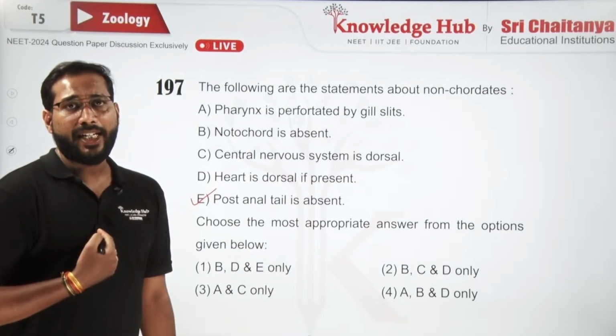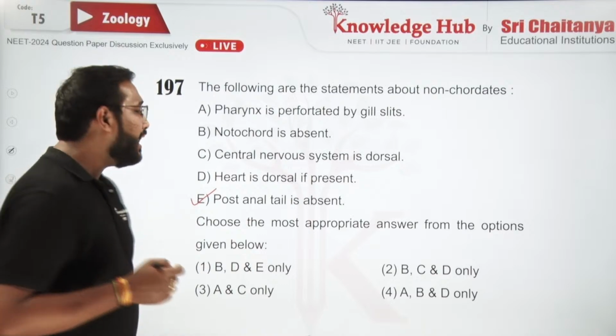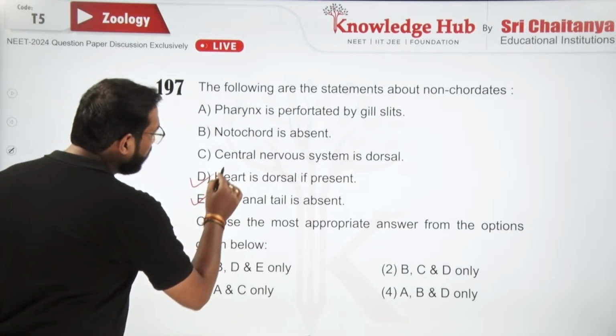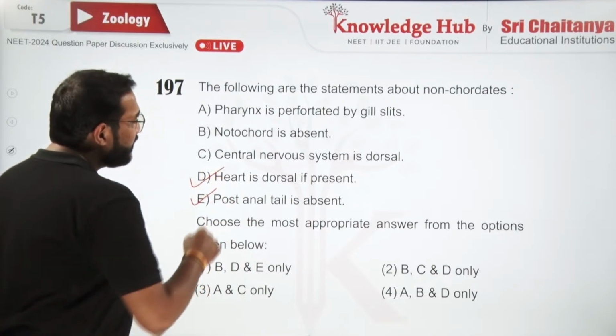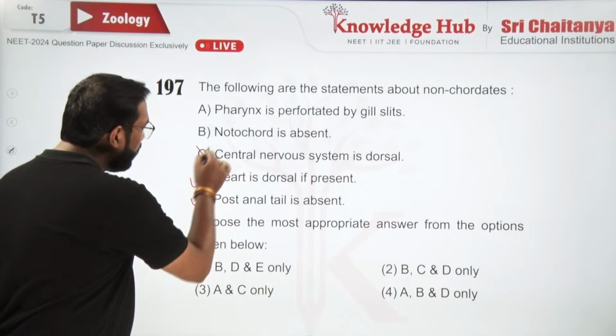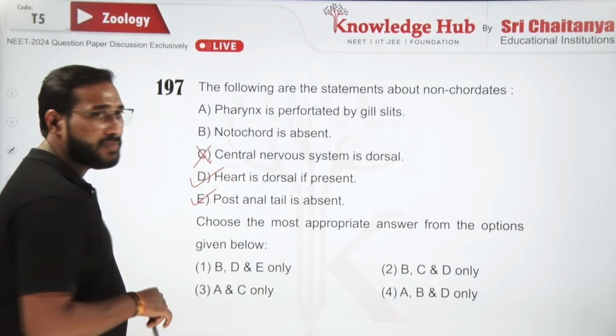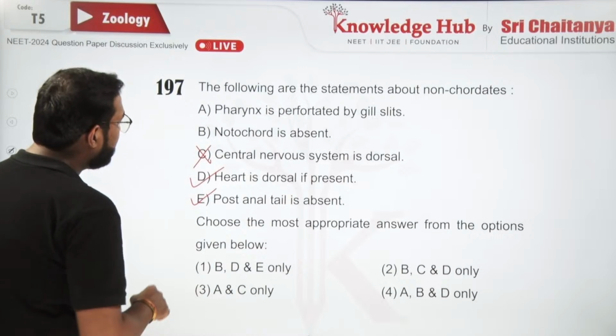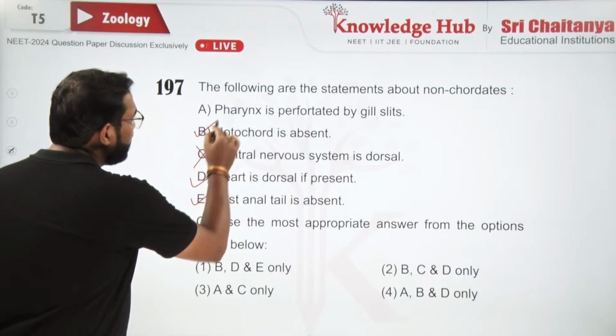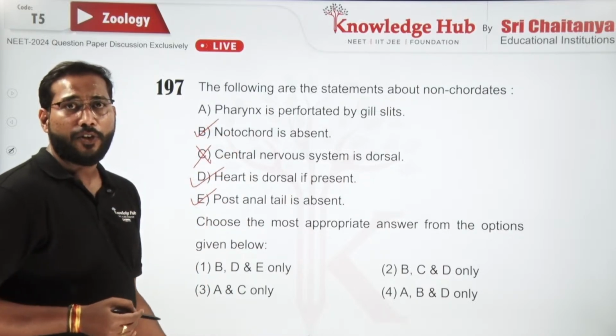In vertebrates, we have a ventral heart, whereas in invertebrates, the heart is dorsal if it is present, right? Central nervous system is dorsal? No. Vertebrate central nervous system is dorsal. Their nervous system is ventral, right? So from here, if we see, and the notochord is absent, that is correct. Notochord is a characteristic of chordates only.